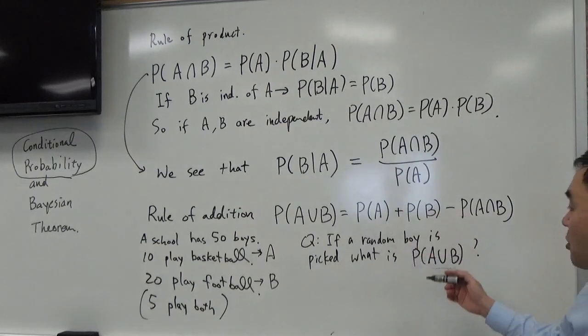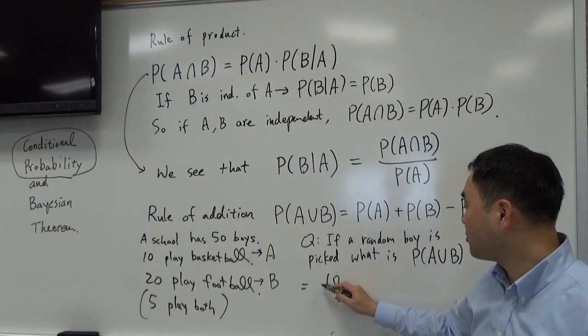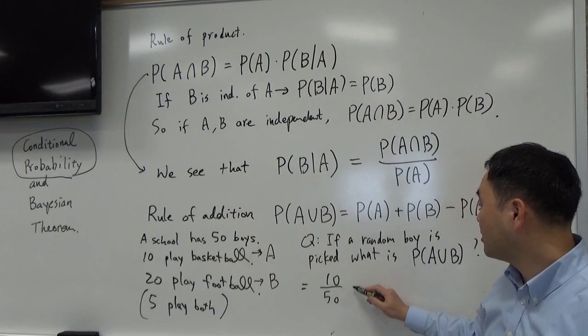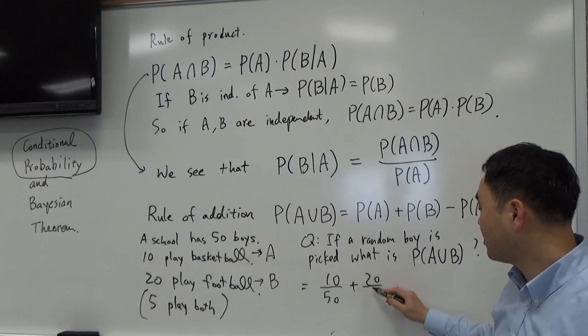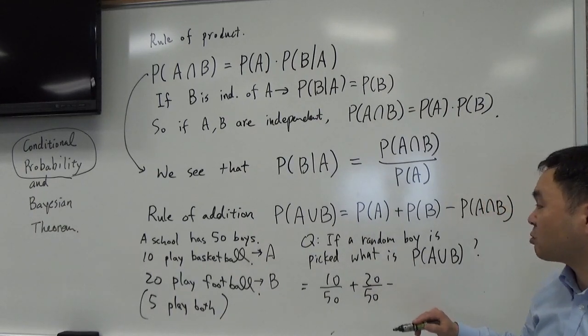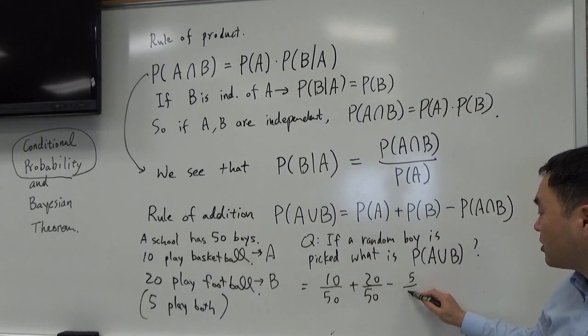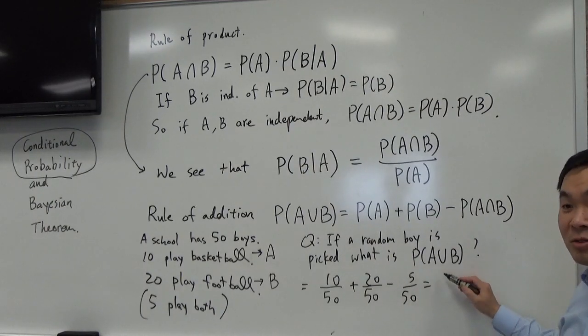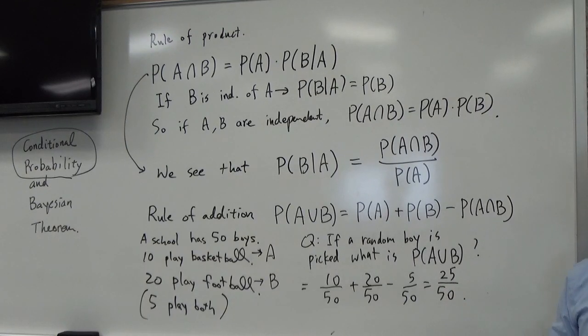Or you can use this formula and say this should be probability of A is 10 out of 50. And then probability of B is 20 out of 50. Minus probability of A and B is 5 out of 50. And you get the same answer, 25 out of 50. Is that okay? So that's the rule of addition.